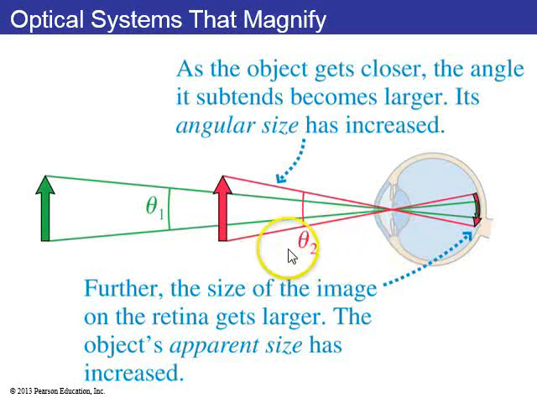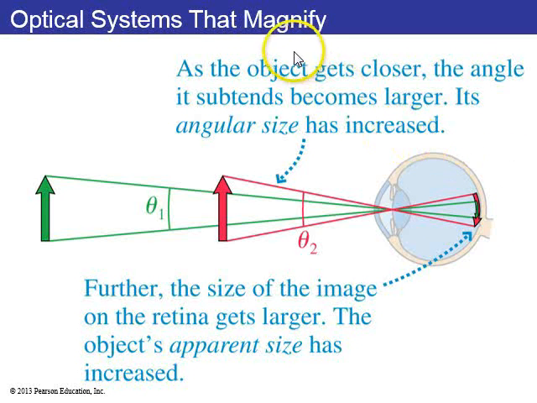So how that works is, here's two arrows. The red arrow is the same size as the green arrow, but the angular size of the red arrow is greater than the angular size of the green arrow. Theta 2 is greater than theta 1, and so what that means is that the image on the retina of the red arrow is greater than the image of the green arrow.